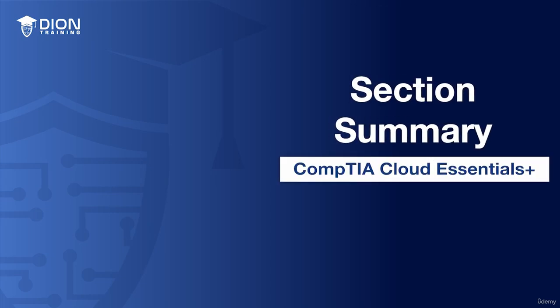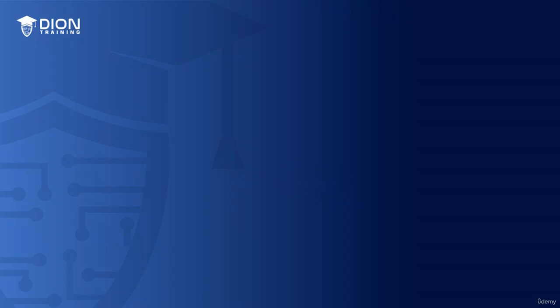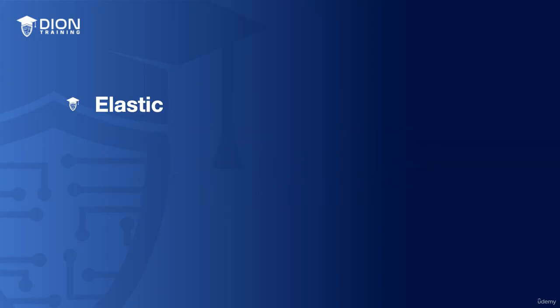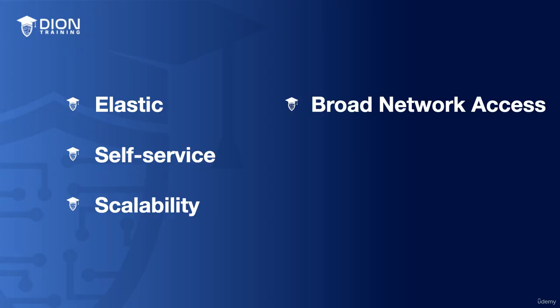In this lesson, we're going to provide a quick summary of the cloud principles that you just learned in this section of the course. Now, cloud computing is a technology that allows users to access and manage data and applications over the internet. To ensure you fully understand the basic cloud computing principles, let's quickly review the definitions of some key terms and concepts. First, we have the 6 characteristics of cloud computing, including elastic, self-service, scalability, broad network access, pay-as-you-go, and availability.